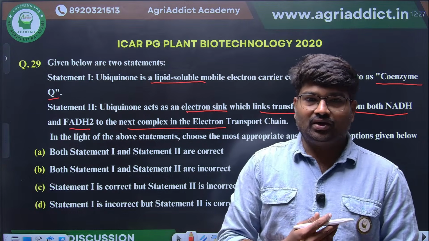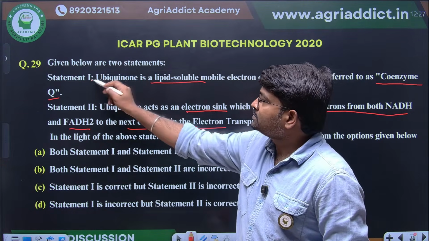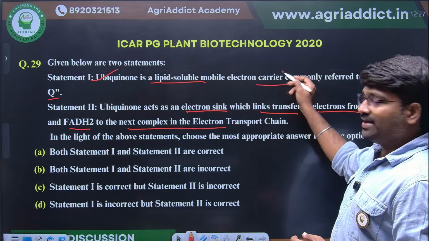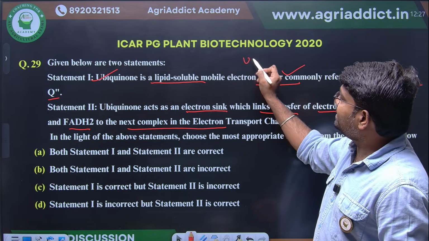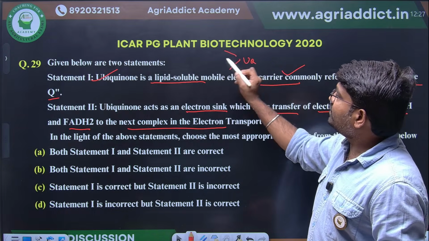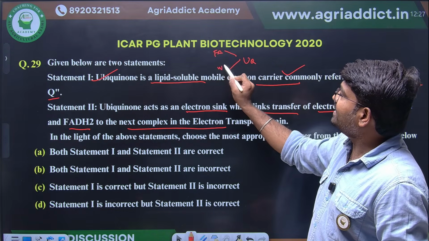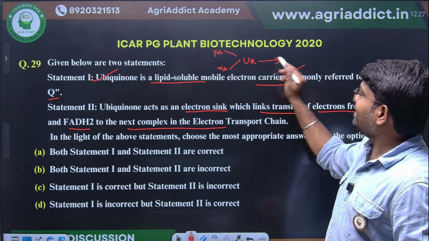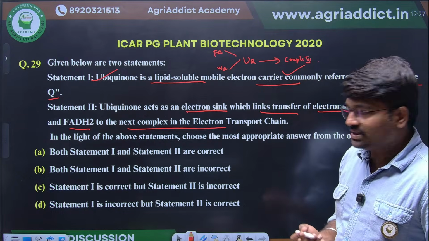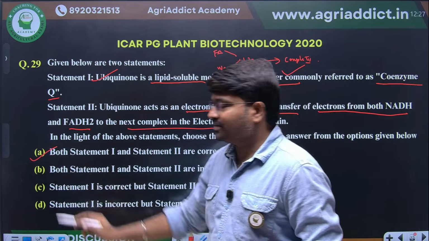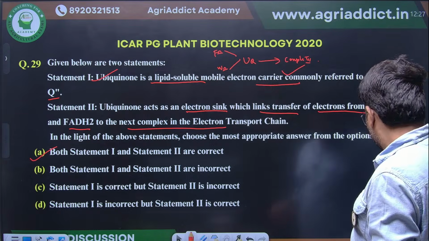Ubiquinone is a lipid soluble molecule. Yes, that we know. Lipid soluble as well as a mobile electron carrier. Yes, that is true. It will act as a sink, carrying the electrons from both FADH and NADH. Then it will transfer the electrons to complex 3. This also we have seen. So yes, both the statements are correct. Very good.